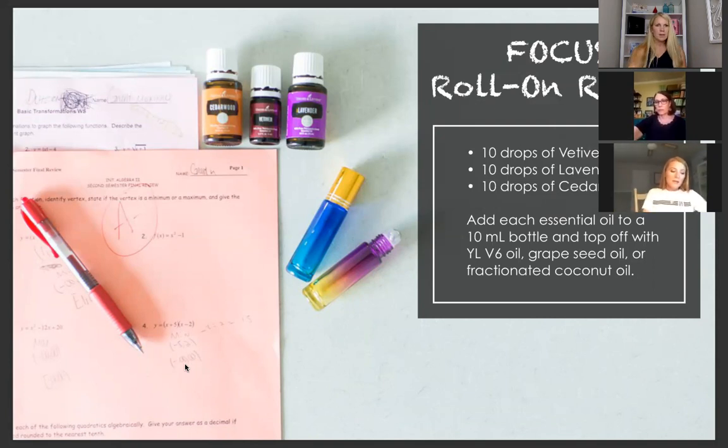Okay, so add 10 drops to an essential oil roller bottle. You only need 10 drops of each, and then fill the rest up with a carrier oil and use it. It shows you little bottles, and you can also get those bottles from Amazon. That's a great source to get all those little roller bottles and things like that.